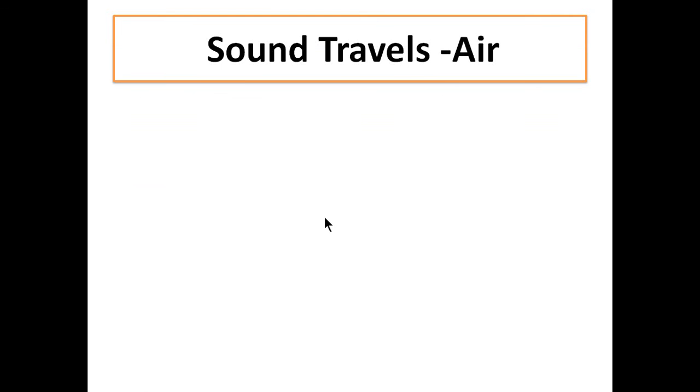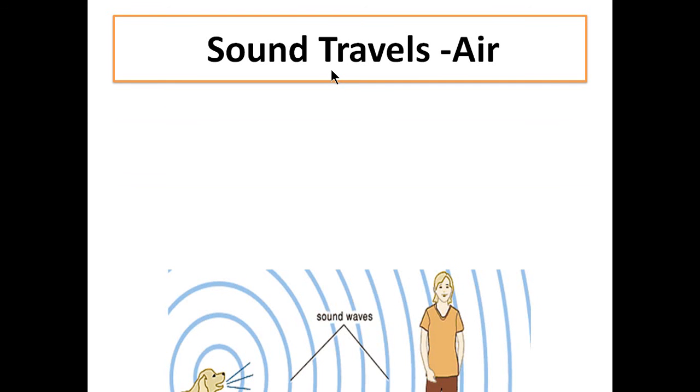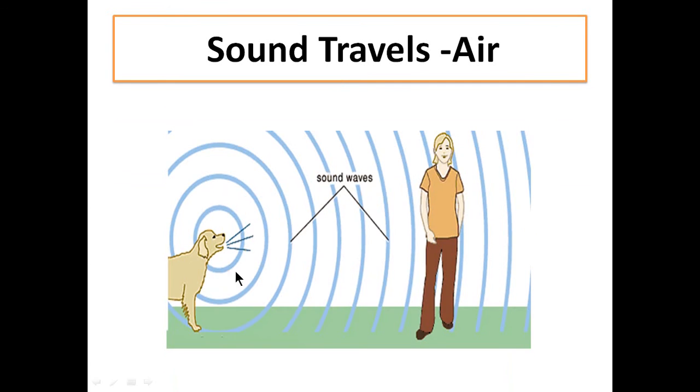Now let us see what other mediums sound can travel through. Sound can travel through air. For example, here is a dog barking and a girl standing at a distance. She can listen to the sound produced by the dog. How? Because sound in the form of waves reaches her ear. But what is the medium? It's reaching through air. We can say that sound travels in air.